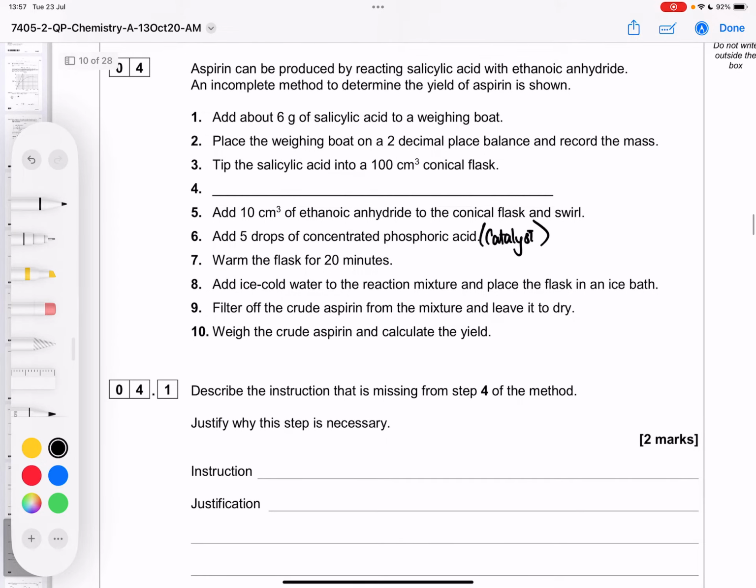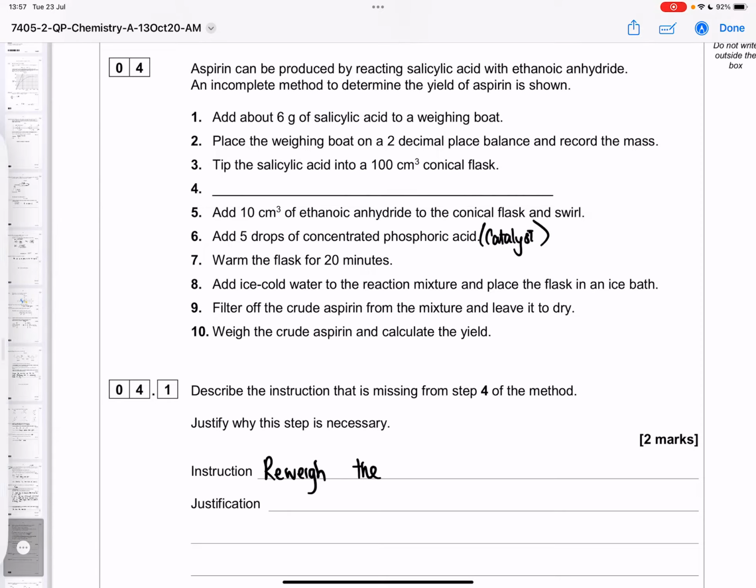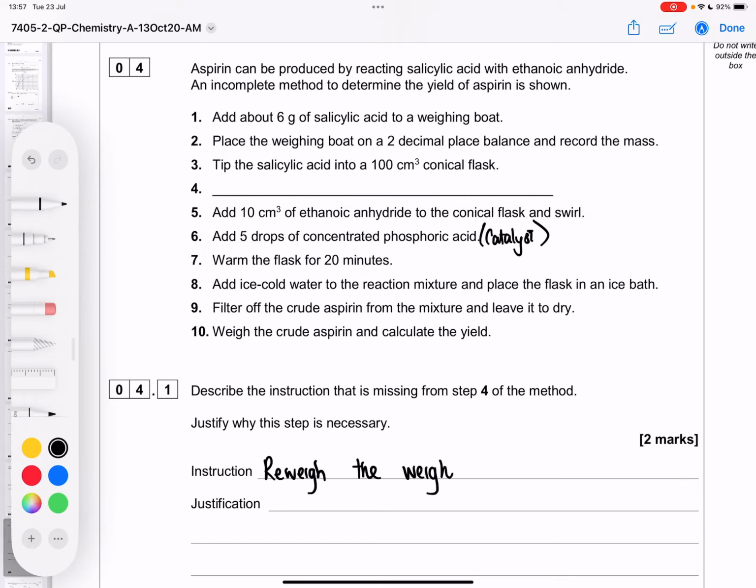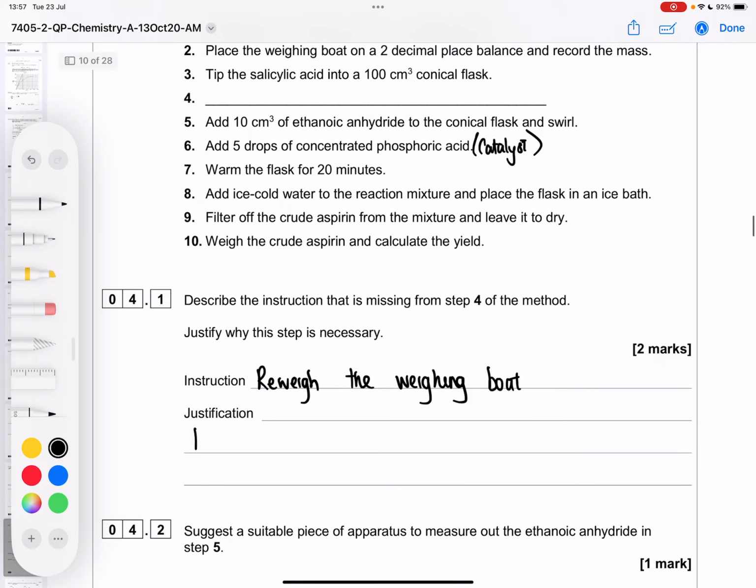So they've put the 6 grams in the weighing boat and recorded the mass of the weighing boat and the 6 grams, and then they've tipped the weighing boat into the conical flask. They need to re-weigh the weighing boat to get weighing by difference. And that allows them to calculate the exact mass of salicylic acid added to the conical flask. So that's the exact mass used.